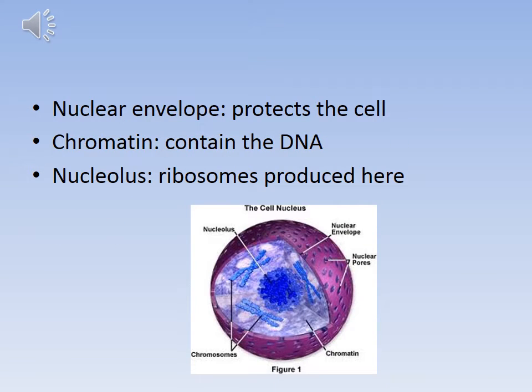The nuclear envelope, or nuclear membrane, is the thin outer layer that covers the nucleus. It has pores in it. It allows materials to enter and exit the nucleus.